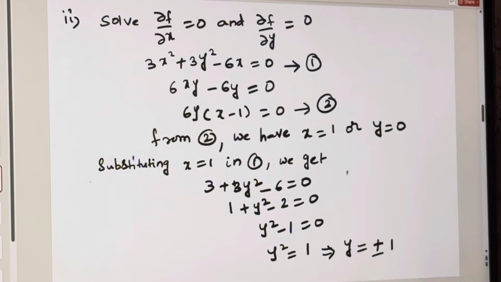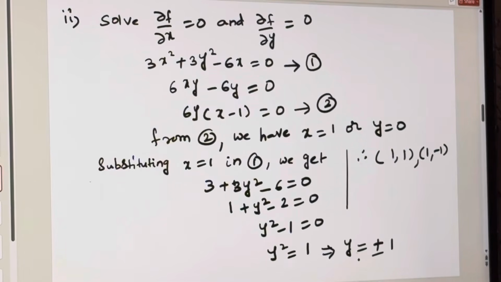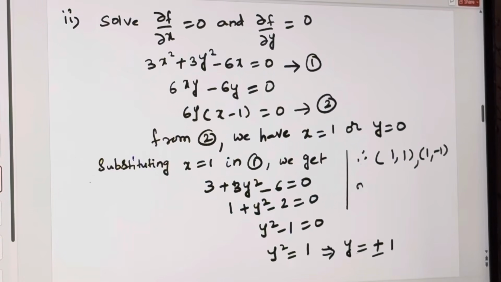Okay. So what are the stationary points which you got here? When x is equal to 1, your y is equal to 1. So 1 comma 1 is one stationary point. Similarly, when x is equal to 1, your value of y is minus 1. Therefore, you can write 1 comma minus 1. Okay? So, you are having how many stationary points? When you have substituted the value of x is equal to 1 in the first equation, you got the value of y as plus minus 1. Okay? If x is 1, then y is 1, and if x is 1, then y is minus 1. Therefore 1 comma 1 and 1 comma minus 1 are the stationary points. Okay?